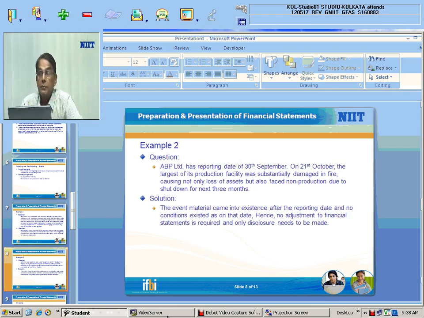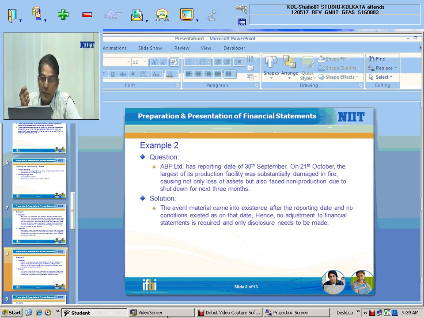Another example you can look at: ABP Limited has a reporting date of 30th September. On 21st October, the largest of its production facilities was substantially damaged in a fire. It has various production facilities, and the largest one was damaged by fire after the balance sheet date, causing not only loss of assets but also non-production due to shutdown for the next 3 months.